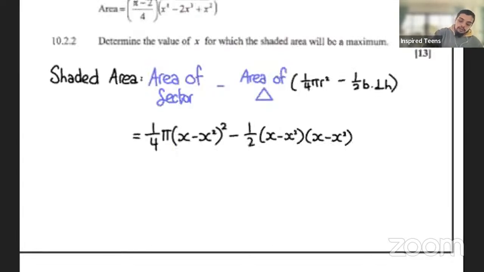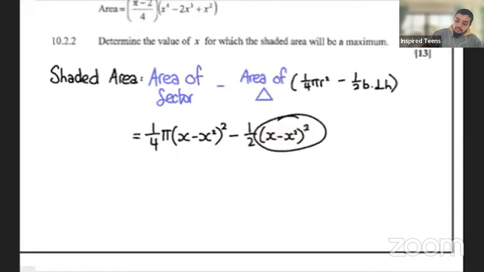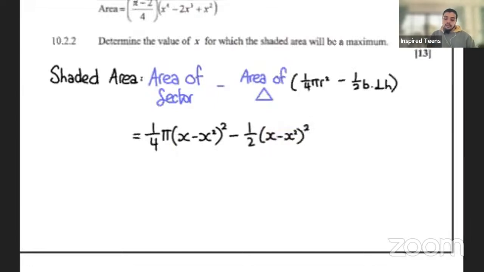And because these are the same things, I'm going to put a square on the outside so that I know that there's two of them. So x minus x squared, squared, and then x minus x squared, squared.